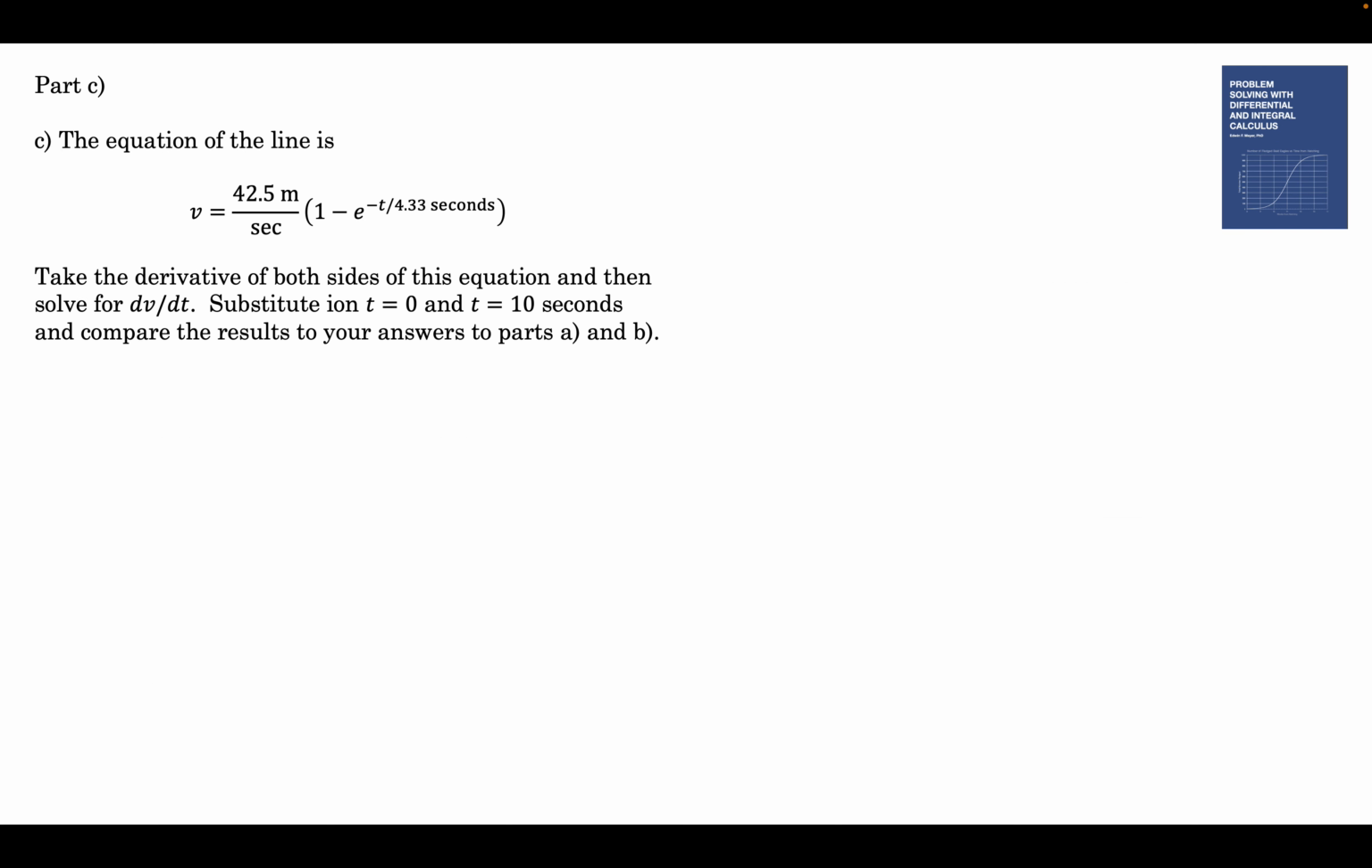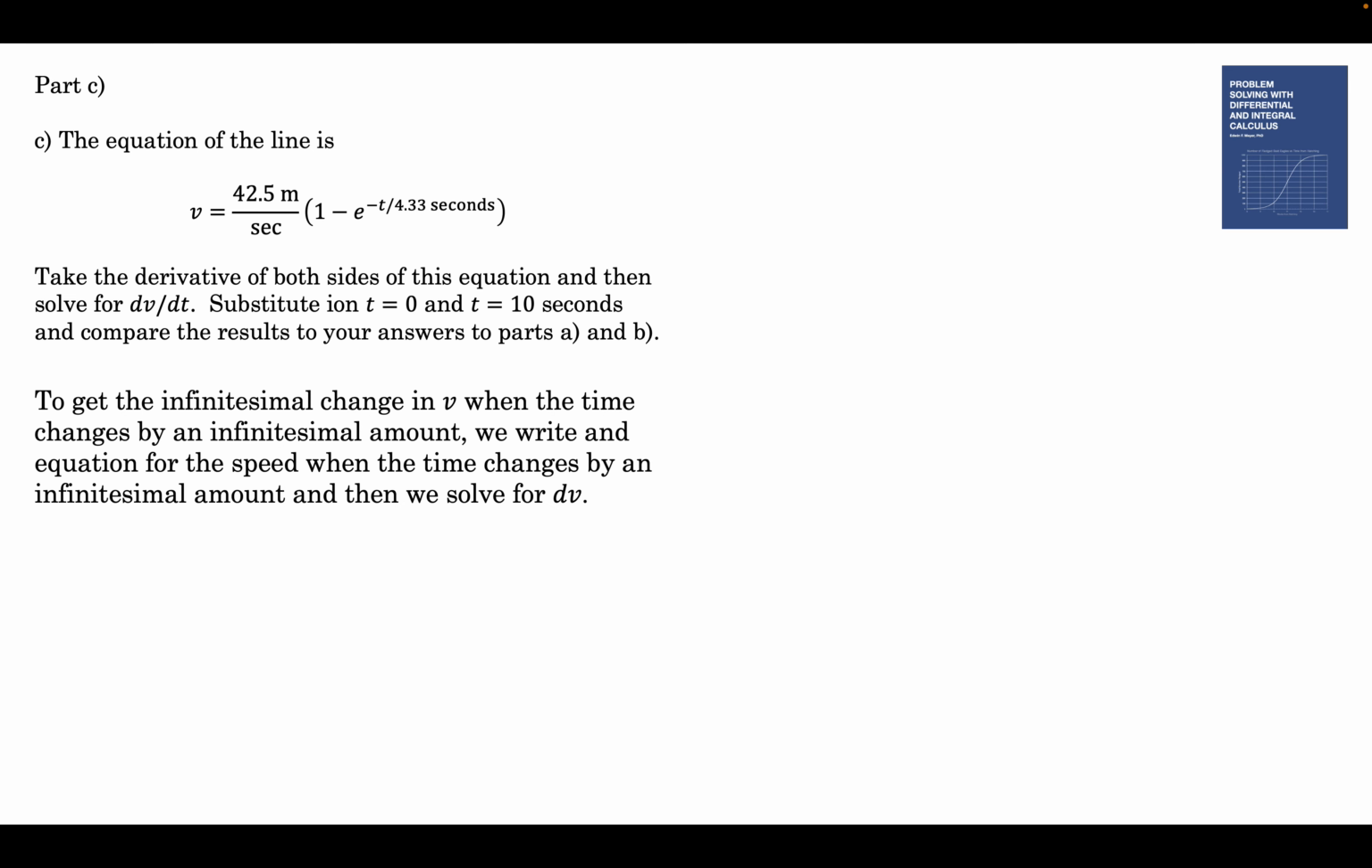On to part C. There's the normal equation of the line that relates v to t. That's what the graph is. Take the derivative of both sides of this equation and solve for dv dt. Substitute in t equals 0 and t equals 10 seconds. Compare the results to your answers in part A and part B, which was the tangent lines at 0 and 10 seconds. So we're going to change t and get the change in v.